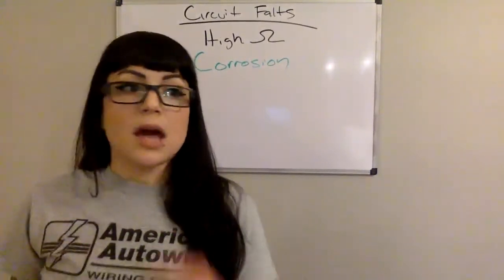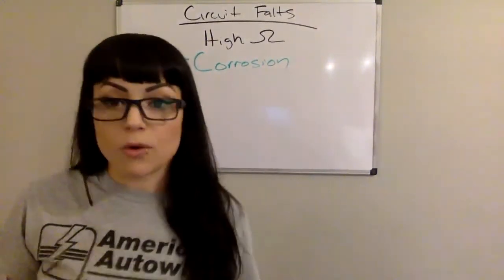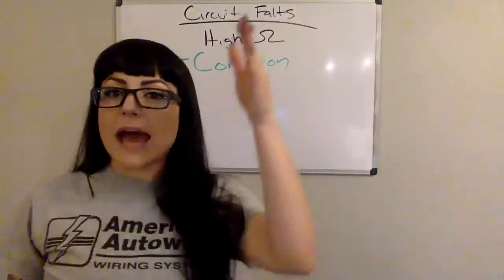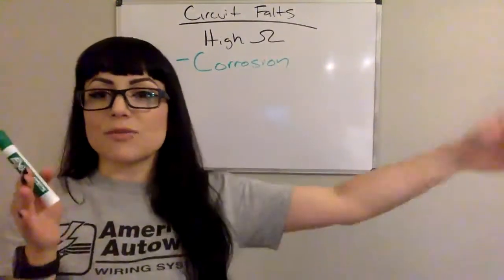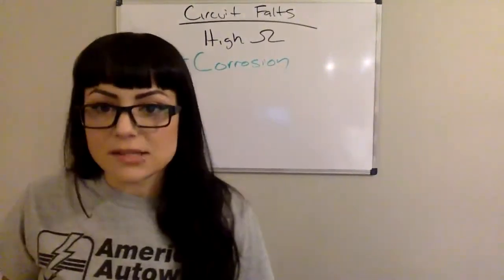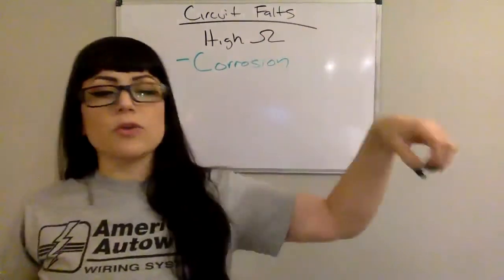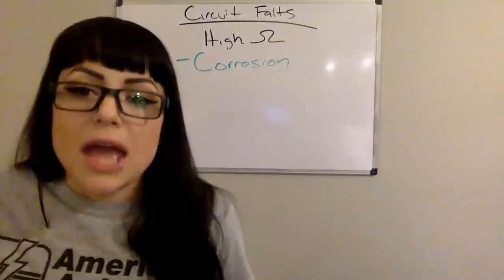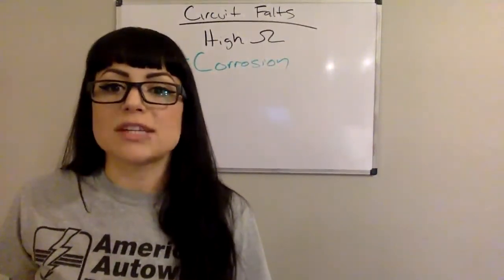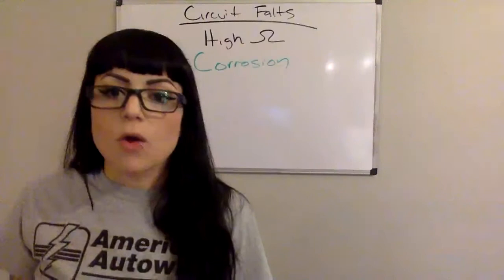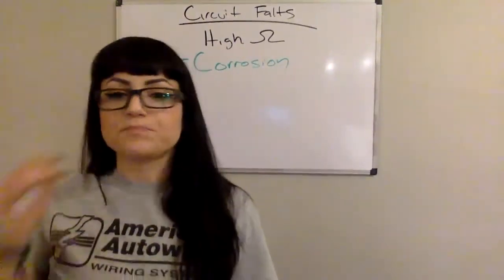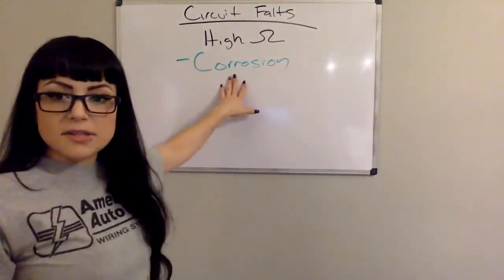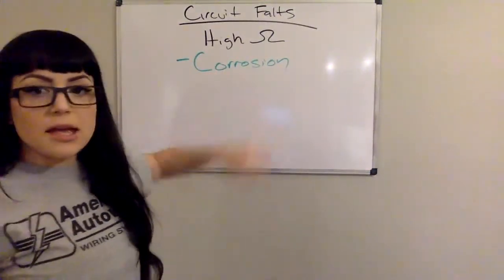It will change a circuit that is normally parallel, or normally a simple circuit, into a different kind of circuit. If you remember, if I add a load in series or in line, that now becomes a series circuit. And the more bulbs or loads I add in a series circuit, the more they have to share all of that voltage. The problem with that is things will start to get dimmer. Motors will go slower, horns will honk lighter, stuff like that. So corrosion is probably the number one most common high resistance fault that you guys will see in a circuit.